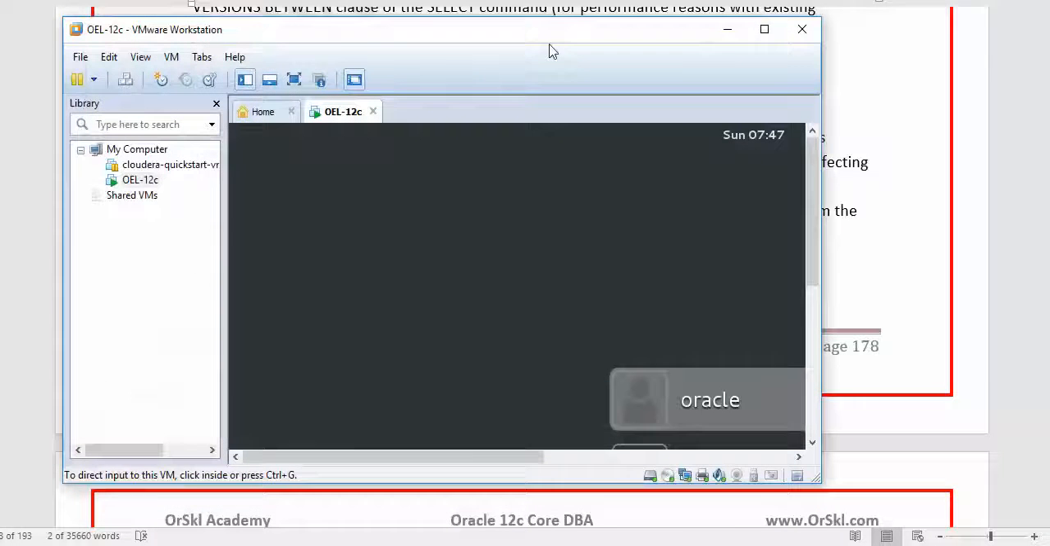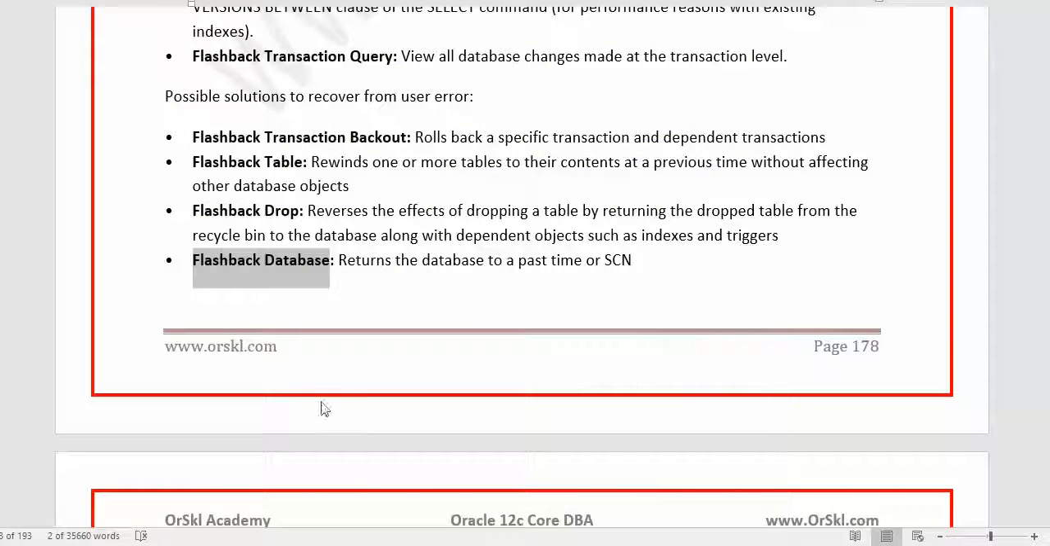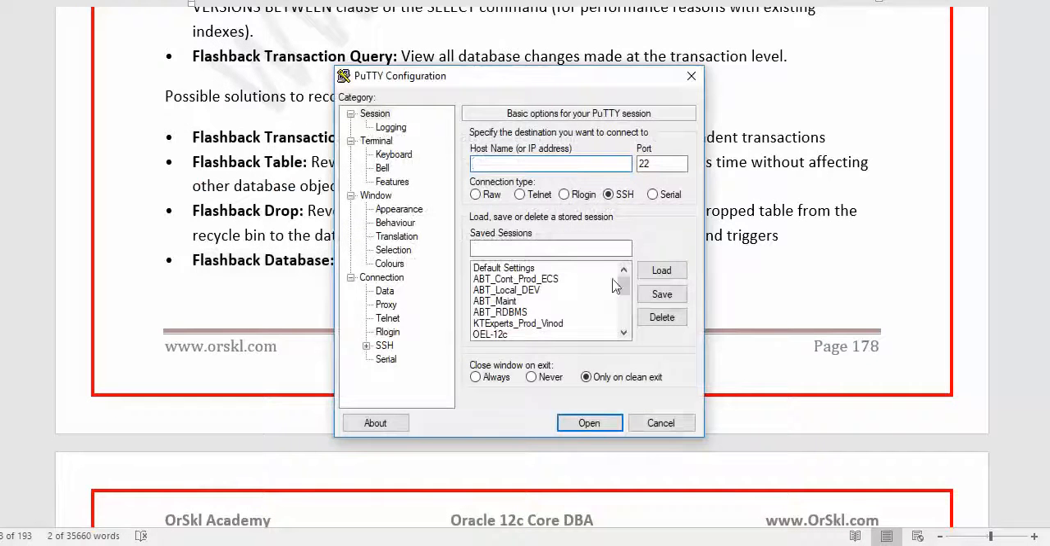Okay, how do we know how many hours of data I will have in the undo? I think we have covered this in the undo chapter. But still, let us check that.